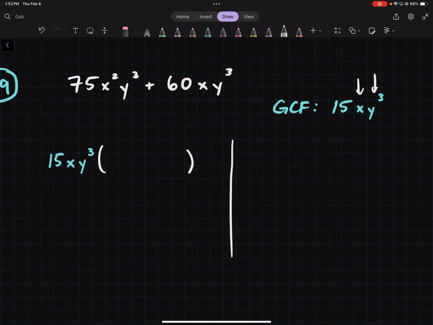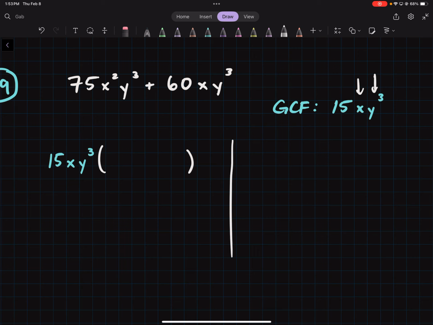Okay. So you take a look over here and this one. You see that they both have x, but how many do they have in common? And my tip was you just take the smallest number. Okay, this is an invisible one. Between 1 and 2, how many do they have in common? 1. Just the 1. So that's why I only have x to the power 1.